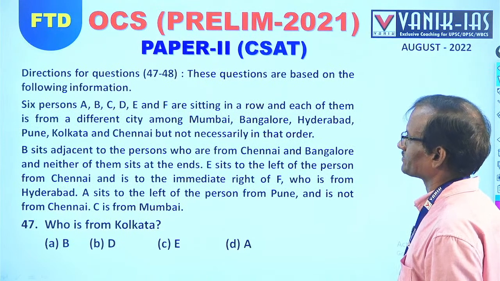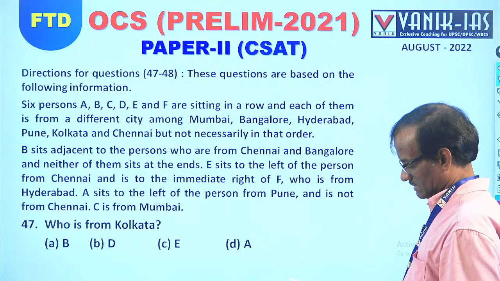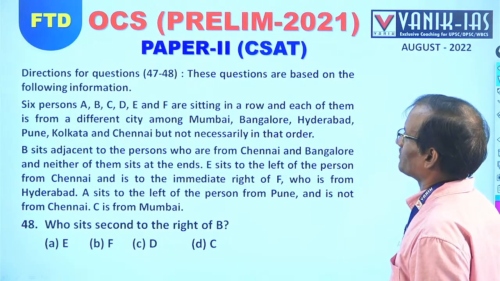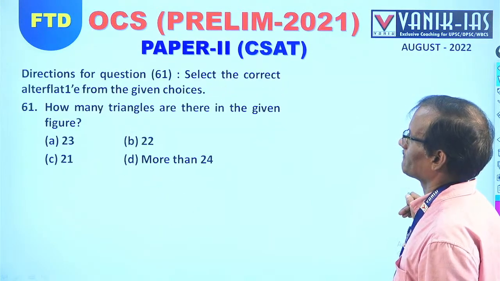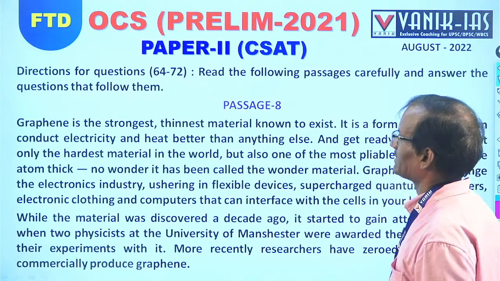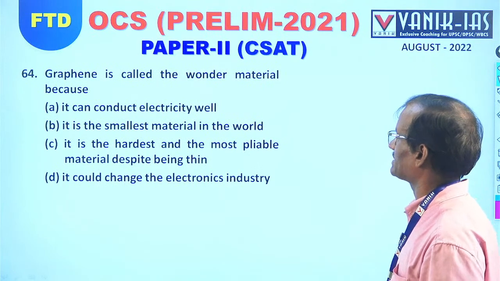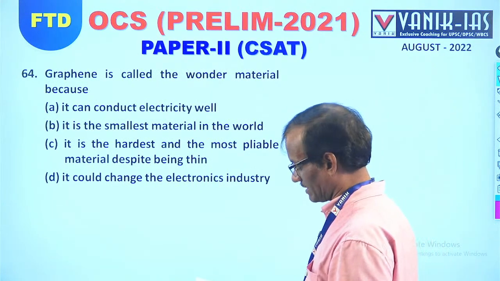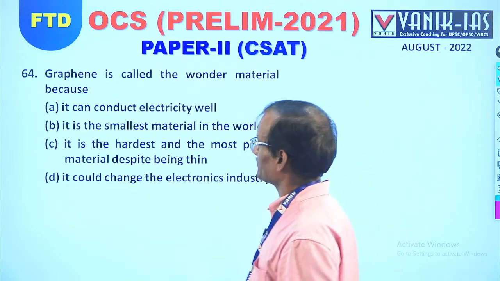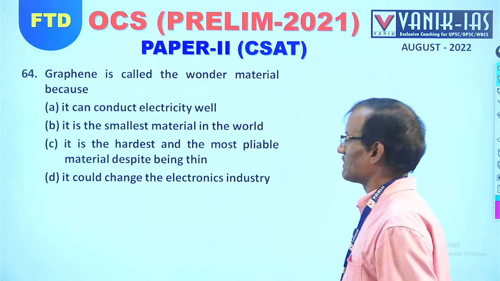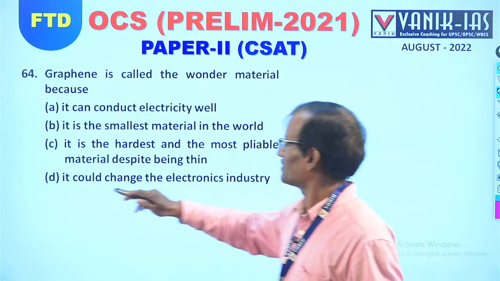Then we will go to another passage now, 64. Graphene is the strongest, on scientific answer 64. Graphene is called the wonder material because it is the hardest and the most pliable material despite being thin. It is mentioned. So the answer will be C.